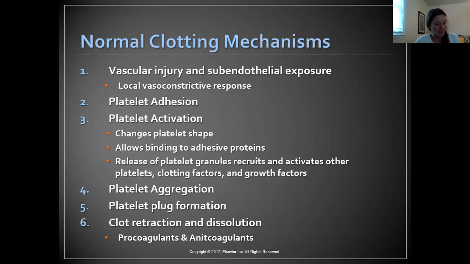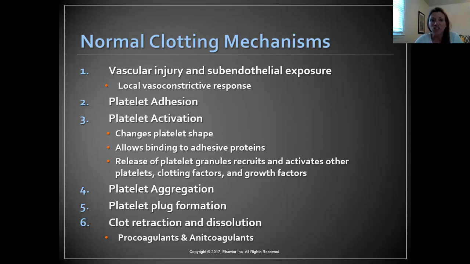Normal clotting mechanisms. Hemostasis is the term we use to describe the arrest or stopping of bleeding. The process is important in minimizing blood loss when various body structures are injured. The sequence of events is vascular injury and endothelial exposure, which causes a local vasoconstrictive response. Then there is the platelet adhesion, followed by platelet activation.